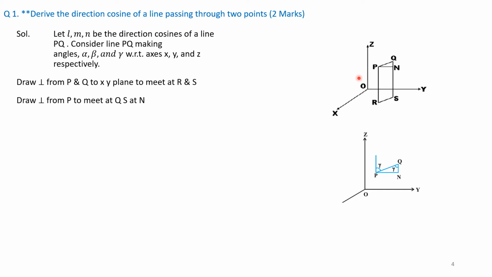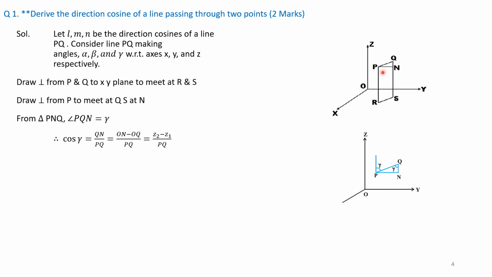Similarly, PN is perpendicular to QS, as shown in the figure. Therefore, from triangle PQN, angle PQN is equal to gamma. Therefore, cos gamma is equal to adjacent side by hypotenuse, that is QN divided by PQ.